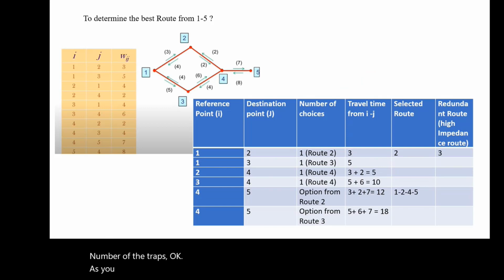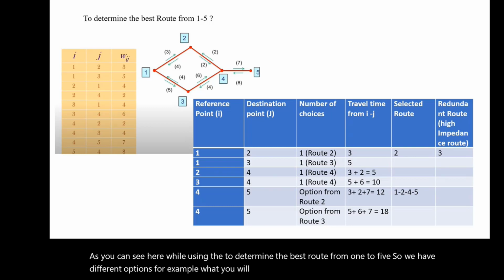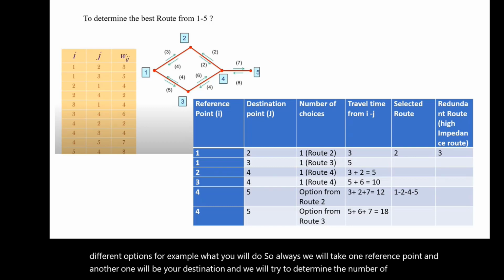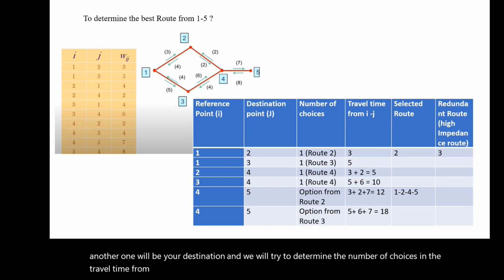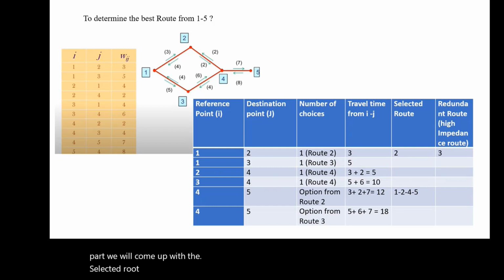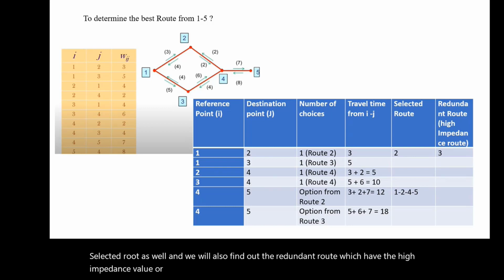As you can see here, to determine the best route from 1 to 5, we have different options. Always we take one reference point, and another one will be your destination, and we determine the number of choices and the travel time from I to J, from your reference point to your destination point. Then in the last part, we come up with the selected route. We will also find the redundant routes which have a high impedance value or resistance factor.